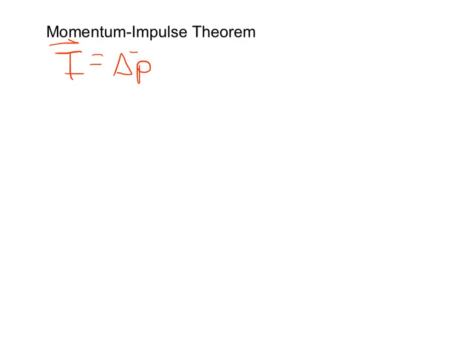In the last video, I showed you what's called the momentum impulse theorem. The momentum impulse theorem is simply the statement that impulse is change in momentum. Big takeaway from the last video: impulse is change in momentum. And now I'm going to show you how we can use that.